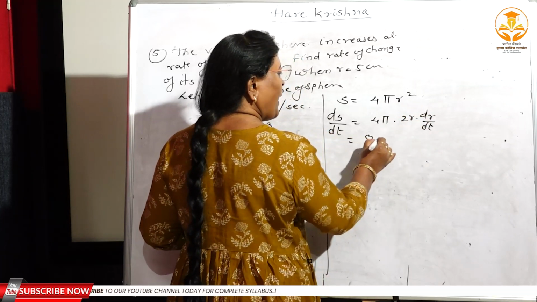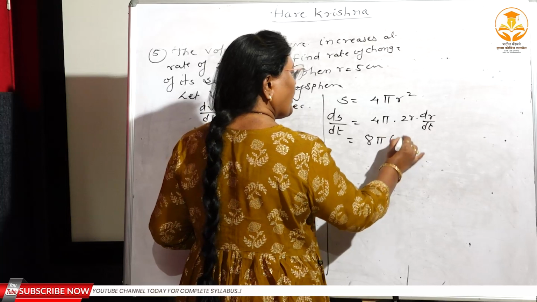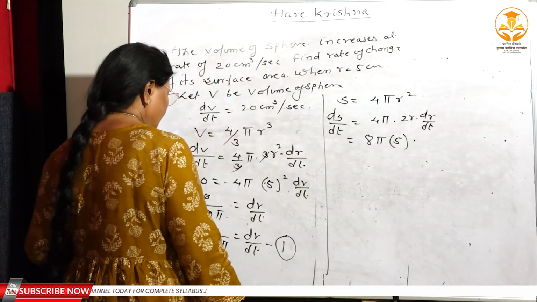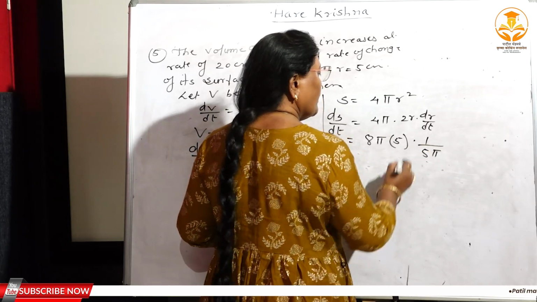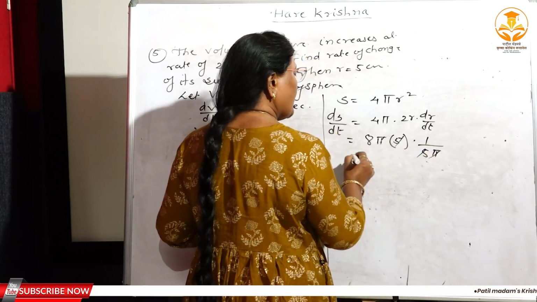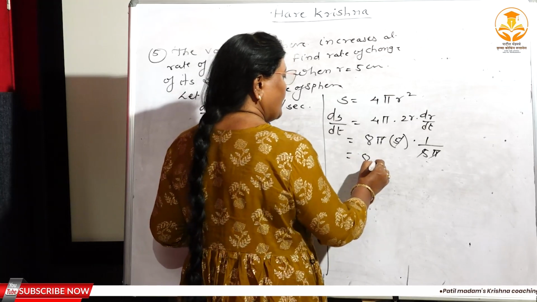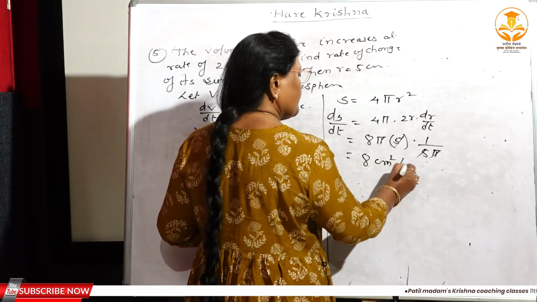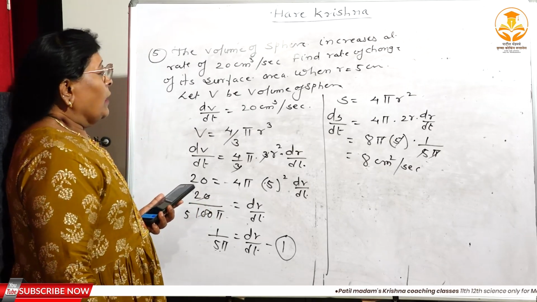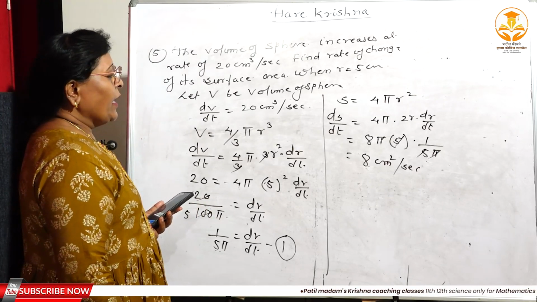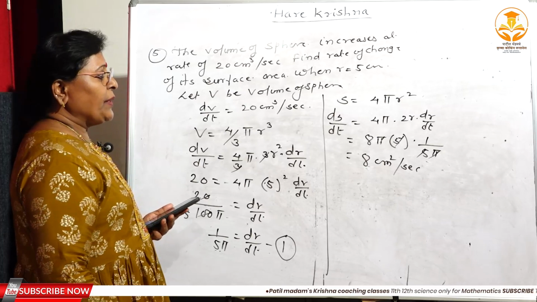Again this is 8 pi. R means 5, and again here dr by dt is equal to 1 upon 5. Right? 5 gets cancelled, pi gets cancelled. We have got 8 centimeter square per second. Isn't it? Therefore, here you have got the rate of the surface area, it is equal to 8 centimeter square per second.